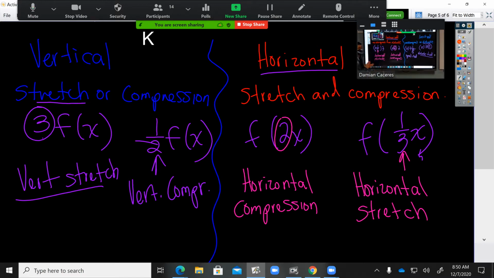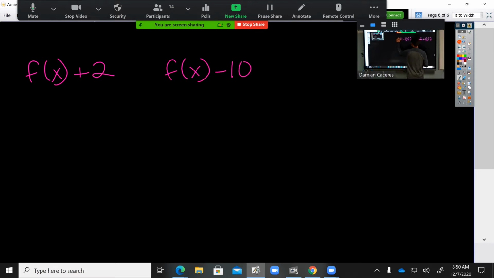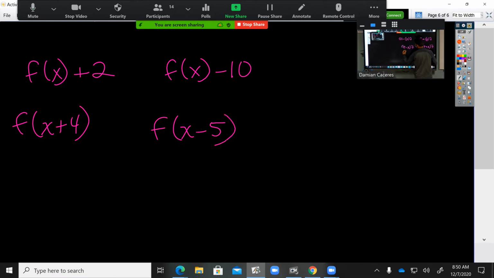This is the end of the transformation rules. On the next page, I'm just going to put a bunch of random ones, and we'll practice with them using quick fire here, so you understand what I'm expecting on the worksheet. So here's a few examples that we can practice. F of x plus 2, f of x minus 10, f of x plus 4, f of x minus 5.